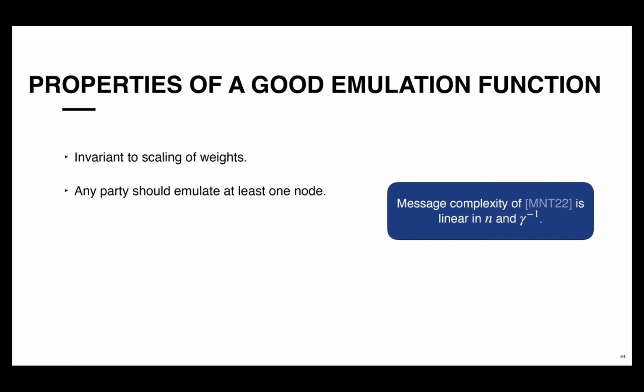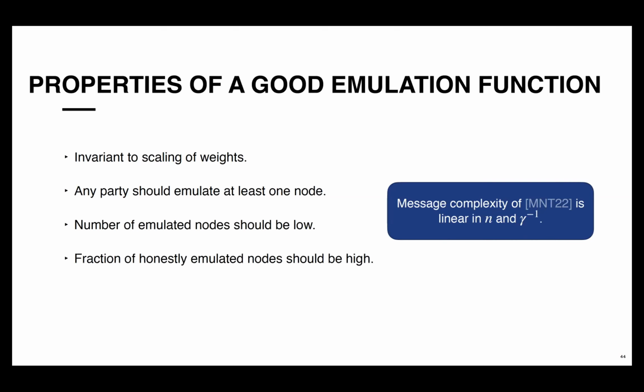And then if you have a closer look at this Matt Nielsen-Thompson 2022 paper, we note the message complexity in the number of nodes. In this case, it will be in the number of emulated nodes. So we also want the number of emulated nodes to be low in order to keep the message complexity low. And this message complexity is also linear in the inverse of the fraction of honest weight. So we want the fraction of honestly emulated nodes to be high.